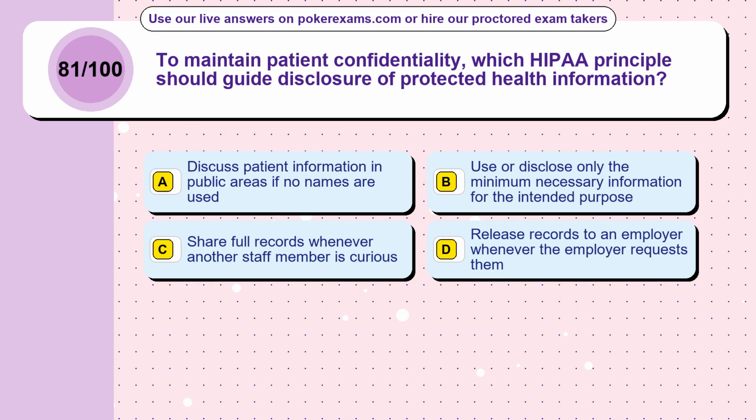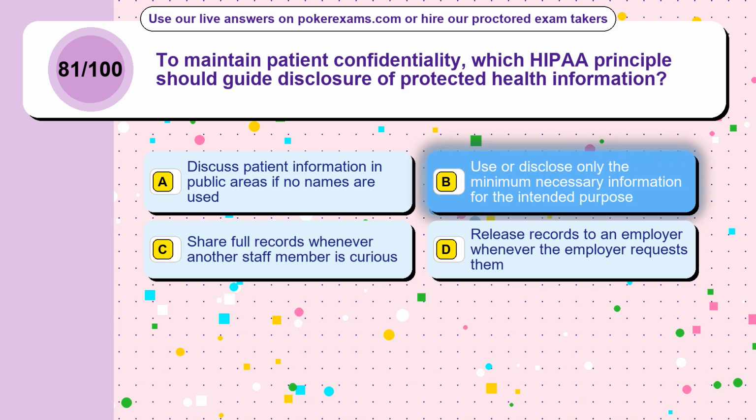Question 81. To maintain patient confidentiality, which HIPAA principle should guide disclosure of protected health information? Option A. Discuss patient information in public areas if no names are used. Option B. Use or disclose only the minimum necessary information for the intended purpose. Option C. Share full records whenever another staff member is curious. Option D. Or release records to an employer whenever the employer requests them.